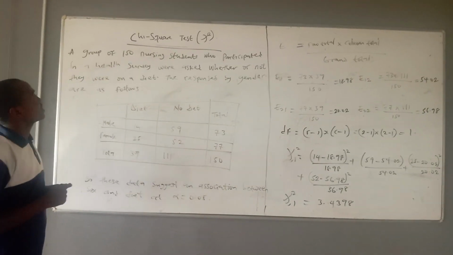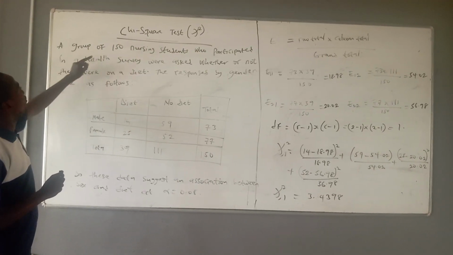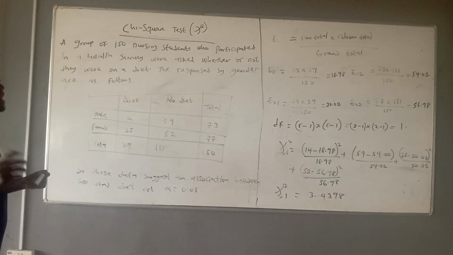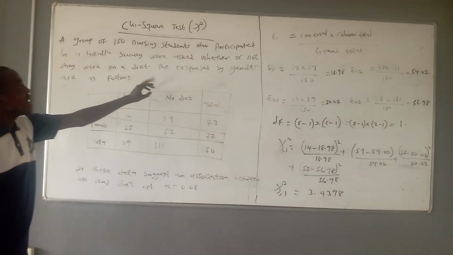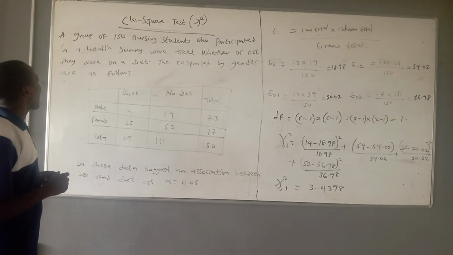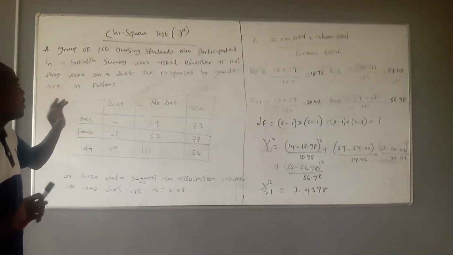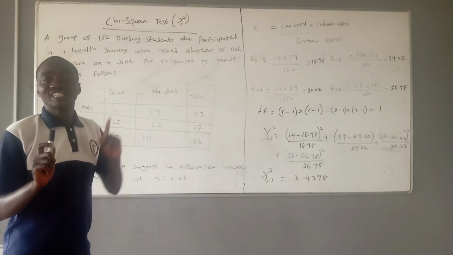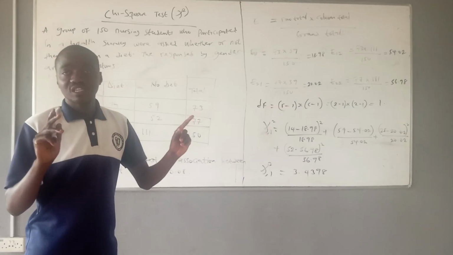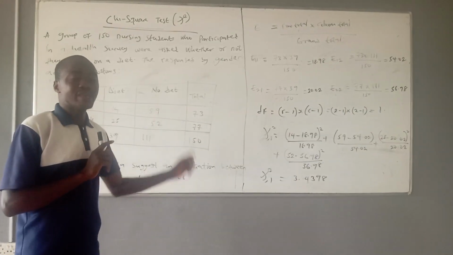Okay, let us check the first example under the chi-square test. A group of 150 nursing students who participated in the health survey were asked whether or not they were on a diet. The response by gender are as follows. If you look at this question, they were asking them, are you on diet? Yes or no? That's just a dichotomous response. Yes, I'm on diet. No, I'm not on diet. And what gender are they, male or female?